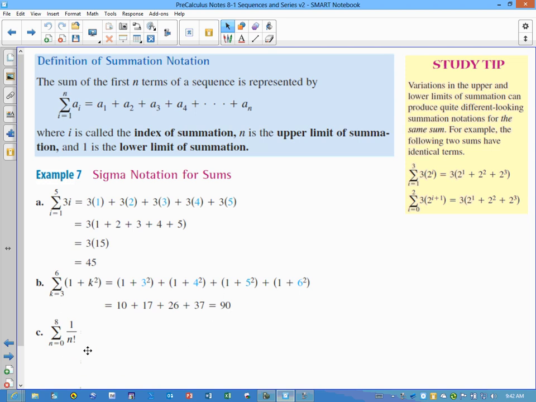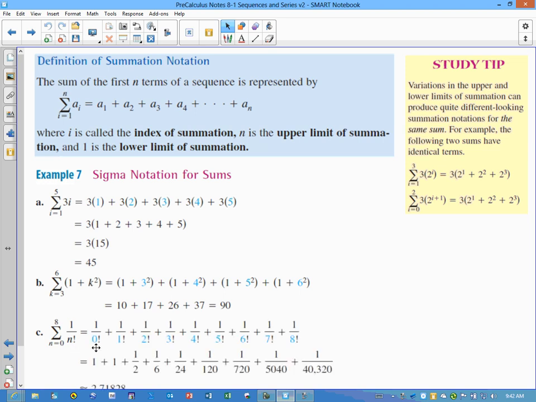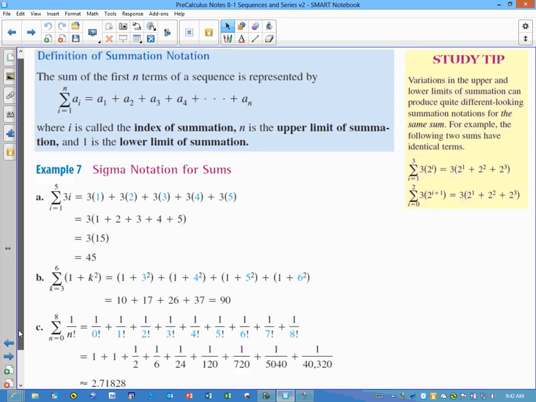Even symbolically, we can do this. We want the sum as n equals 0 to 8. So this time we're starting with 0. So here we're going to have 1 over 0 factorial, which is not 0. Remember, 0 factorial is 1. And then I'll bring this down just to here.